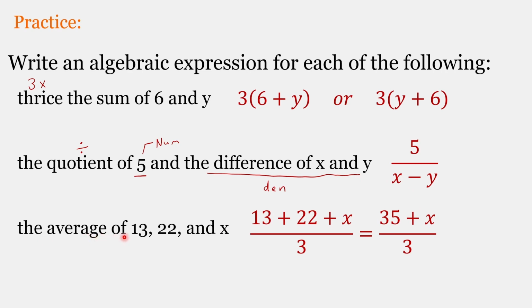Finally, the average of 13, 22, and x. When we find averages, the first step is to add up all the numbers. So 13 plus 22 plus x, and that'll be our numerator. And then we divide it by the count. In this case, we have 3 numbers that we're adding up. For this example, we can simplify the numerator. We can add 13 plus 22. That gives us the quantity 35 plus x divided by 3.